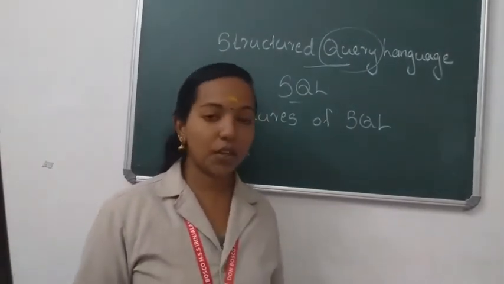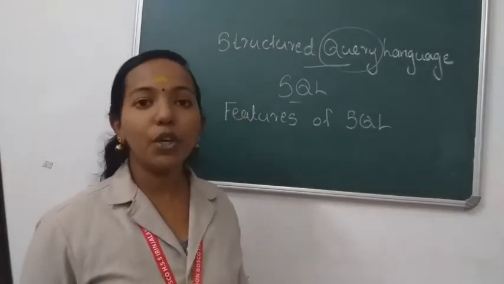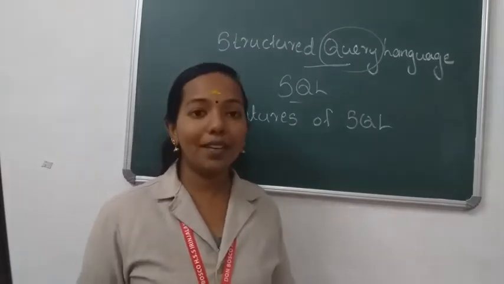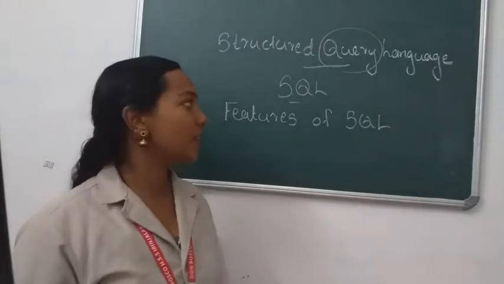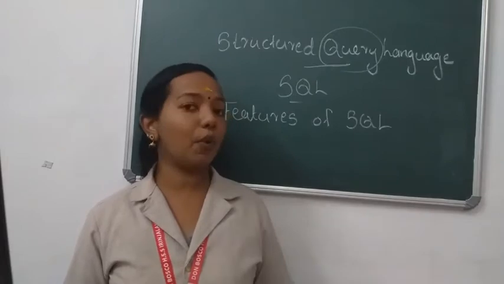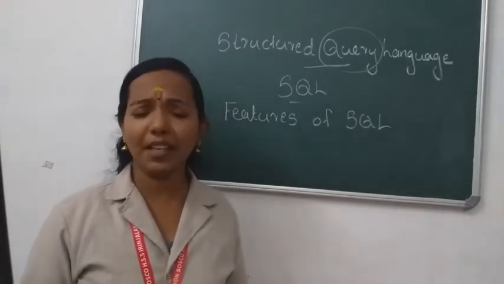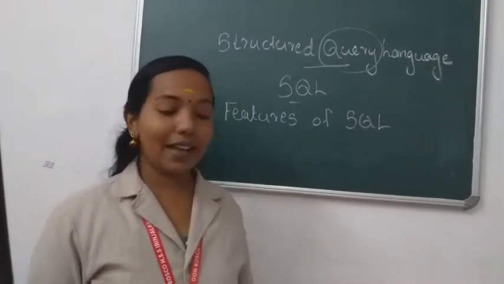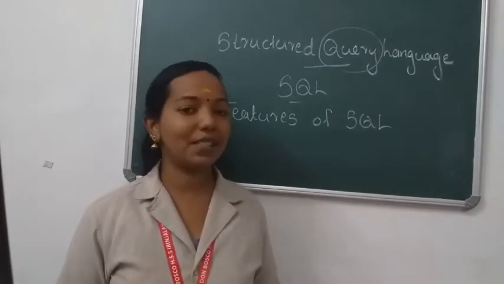What is the first feature? As I already mentioned, SQL is a powerful tool for the creation of RDBMS. So we can easily say SQL is a relational database programming language. The first feature: SQL is a relational database language, not a programming language like C and C++. It is applicable only to relational databases.